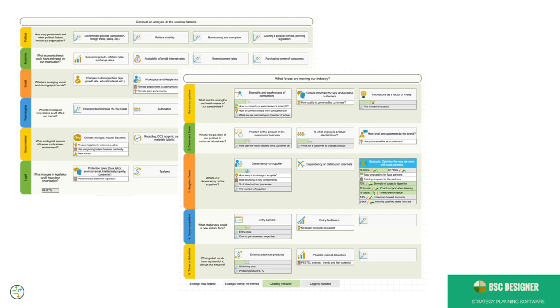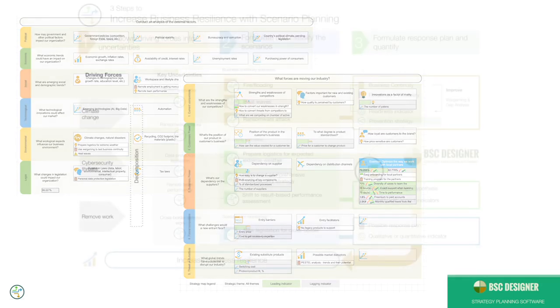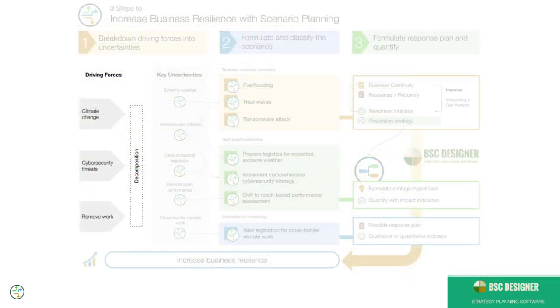Let's get back to the driving forces that we have chosen for this video. Here we have them on the scenario planning diagram. What exactly do these driving forces mean for your organization? We need to break down global driving forces into more tangible uncertainties. For example, climate change will have a massive effect on our lives. In the context of strategic planning, we need to focus on a few most important uncertainties. For example, extreme weather.